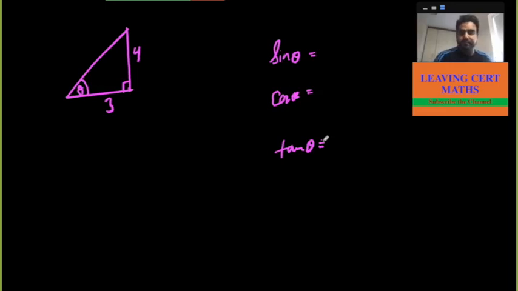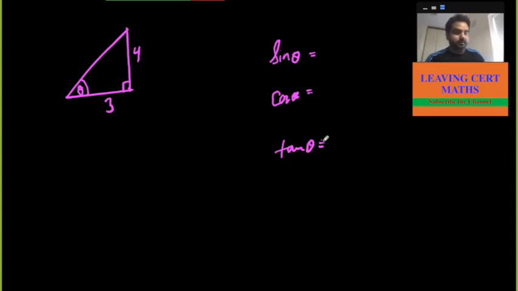So for sine theta, you'd use TOA. Yes. So for sine theta, you do opposite over hypotenuse. So the opposite is 4. So 4 over, and we have to find the hypotenuse. That's the logic. Okay, go ahead.